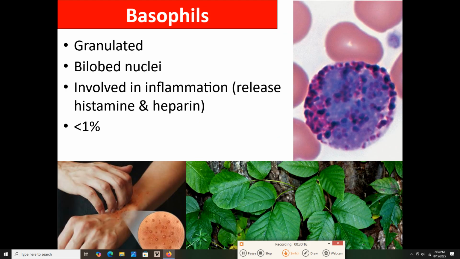Basophils, granular too. They got these beautiful dark purple granules here. Nucleus is typically bilobed as well. They're involved in inflammation. So these basophils, the granules, release inflammatory chemicals like histamine and heparin. If you had a poison ivy encounter, you would definitely get some basophil activation. And they're usually less than 1% of your circulating white blood cells. And that makes sense too, because inflammation happens when you damage tissues. You're not likely to damage your blood. You're likely to damage your skin, your intestinal lining, your respiratory lining, that sort of thing.